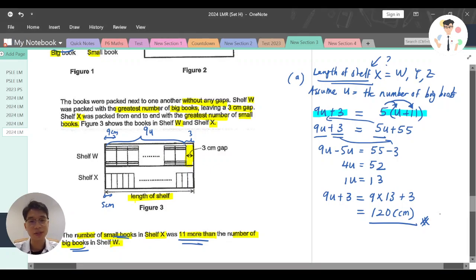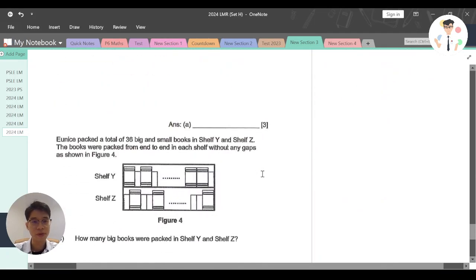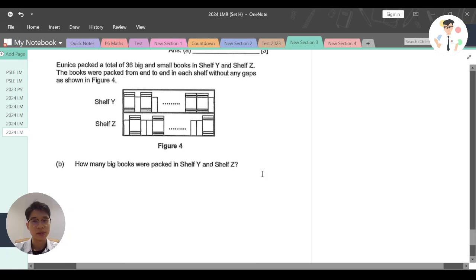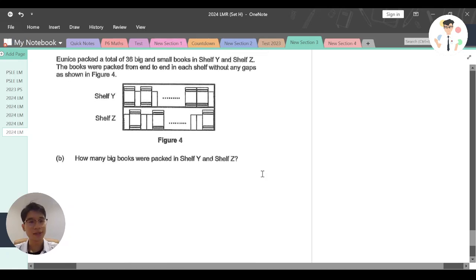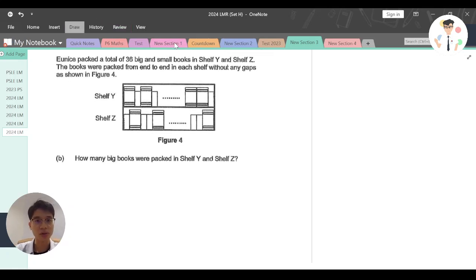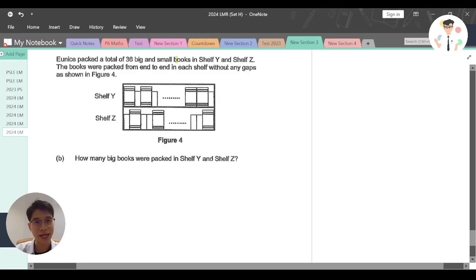The next part of the question is B. Okay, B. Now, here it says that Eunice packed a total of 36 big and small books in shelf Y and Z. Now, we talked about W and X just now. Now it's talking about Y and Z. The books were packed from end to end in each shelf without any gaps as shown in figure 4.